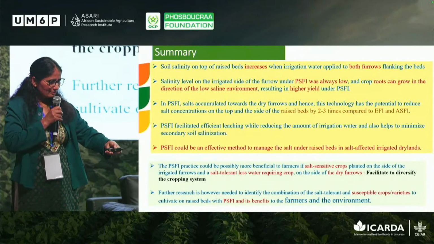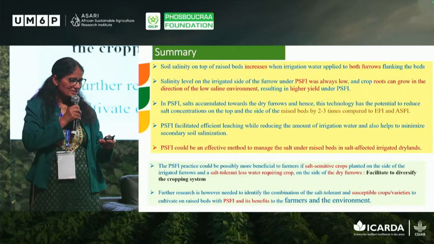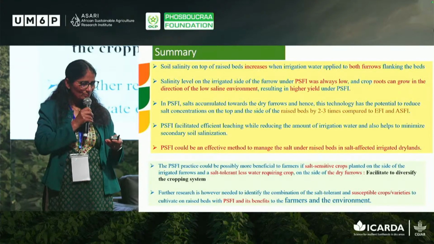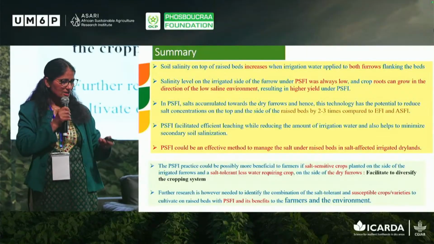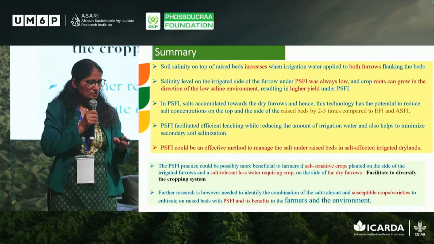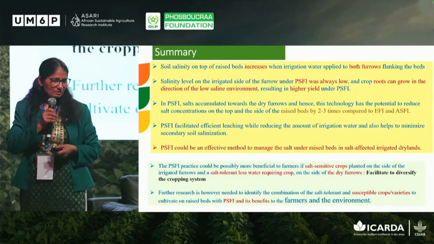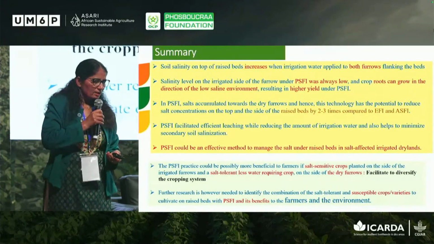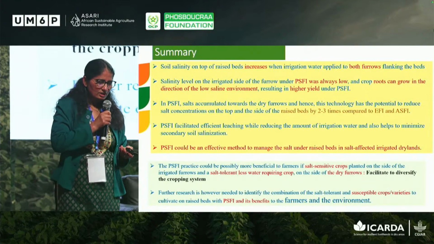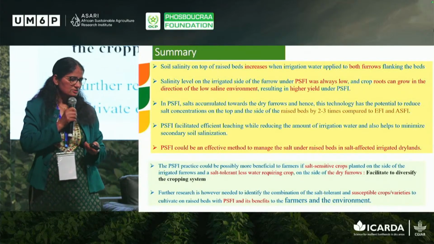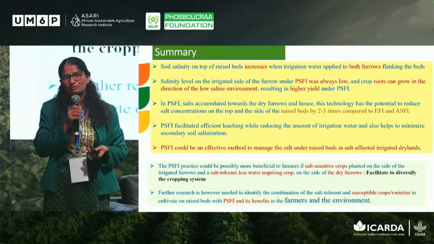My take-home message is that the permanent skip furrow irrigation practice could possibly be more beneficial to farmers if salt-sensitive crops are planted on the side of the irrigated furrows and salt-tolerant, less water-requiring crops on the side of the dry furrows, which also facilitates diversifying the cropping system. Further research is, however, needed to identify the combination of salt-tolerant and susceptible crop varieties to cultivate on raised beds with permanent skip furrow irrigation, and its benefits to the farmers and also to the environment.